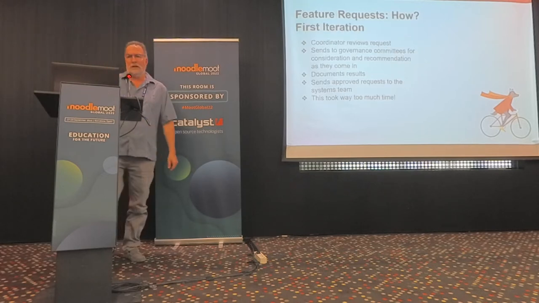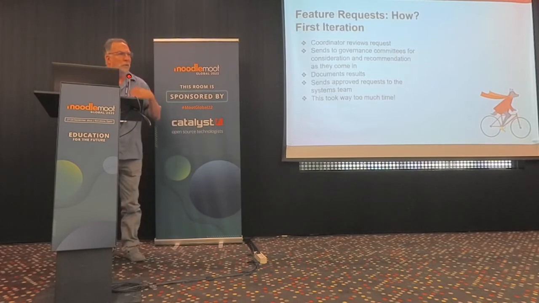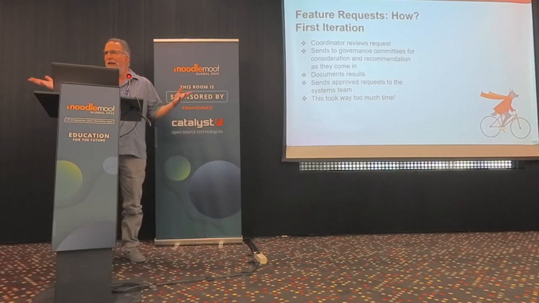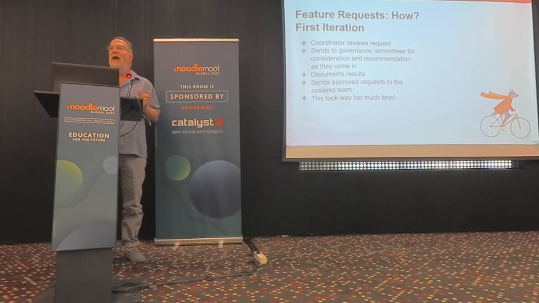So how do we do this? We've iterated through several processes over the last 10 or 11 years. The first time we did it, I, the coordinator, reviewed the request. I make sure that it's a well-formed request, that they've answered all the questions. If it's really a bug that they're trying to report, I'll deal with that appropriately. I then send it to our governance committees. And I'll tell you where all these resources are at the end of the presentation.